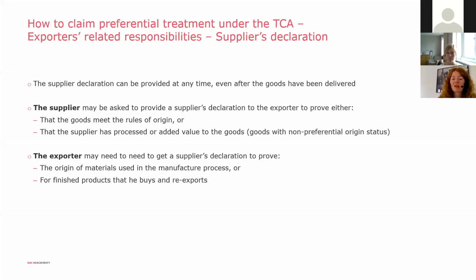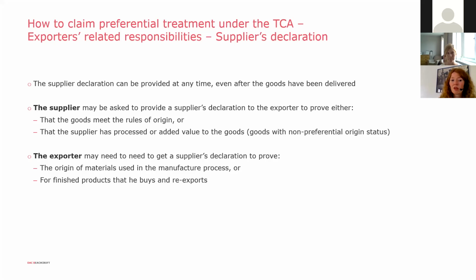Briefly on the supplier's declaration, it can be provided at any time, even after the goods have been delivered. When might that be necessary? The supplier might be asked to provide a supplier's declaration to the exporter to prove either that the goods meet the rules of origin, or that the supplier has processed and added value to the goods, if you had goods with non-preferential origin status.